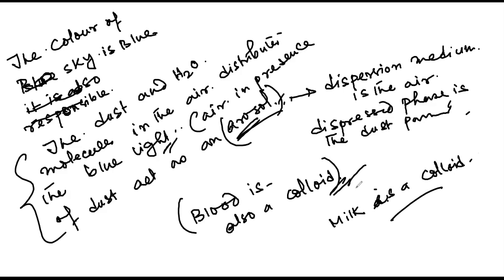Okay, so these are different types of colloids that are present in our surroundings and which are useful in our daily life. Now we are going to a special type of colloid that is known as emulsion. We'll see what emulsion is.